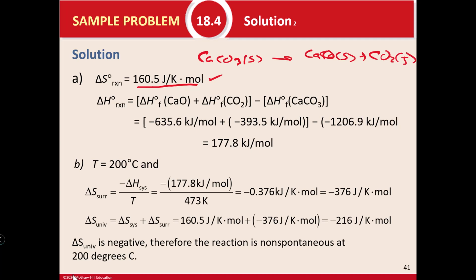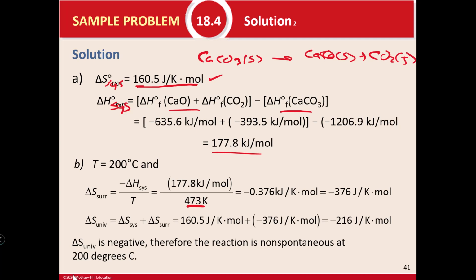All right, so it's definitely a positive entropy change here for the system. If you don't like reaction, you can write system here. And then the delta H of reaction, which is the system, is products minus reactants, and it comes out to be this. All right, and then here's where we plug in the temperature. So it's 473 Kelvin, and this is an endothermic reaction.